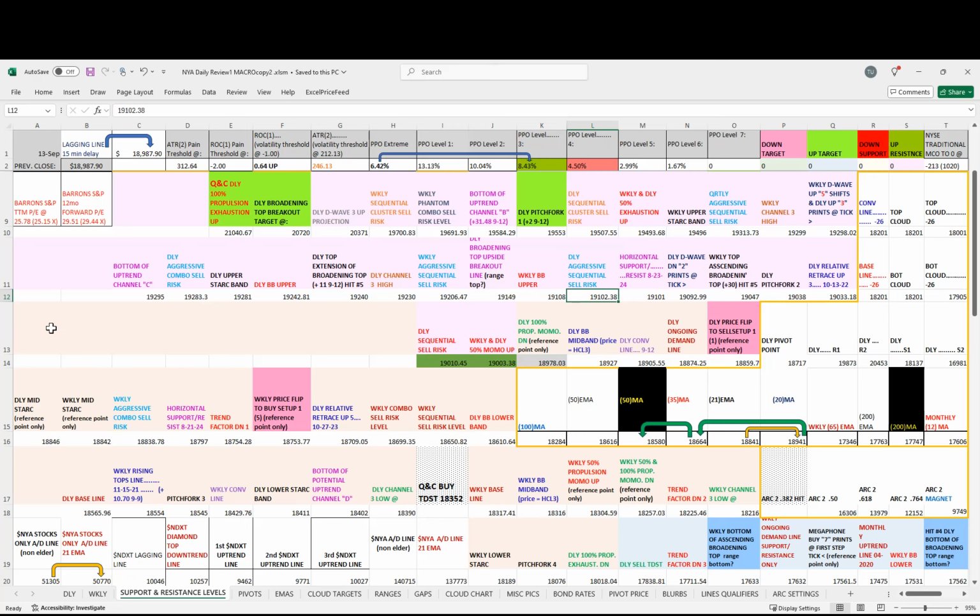And with two greater Hindenburg Omen signals being triggered recently, we're not buying any longs, and we're looking for shorting opportunities. So let's see if it can make it past this daily sequential sell risk and this daily relative retrace up level, kind of close together here like that. And then let's see what happens there. There's a daily pitchfork level right there, and the weekly ascending broadening top. I mean, you can see it.